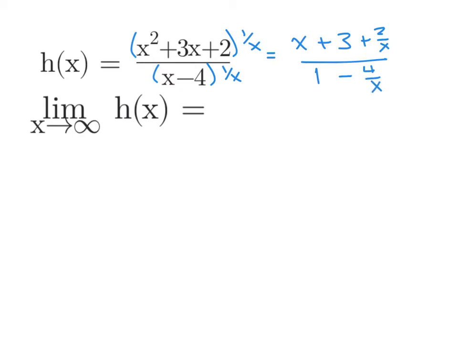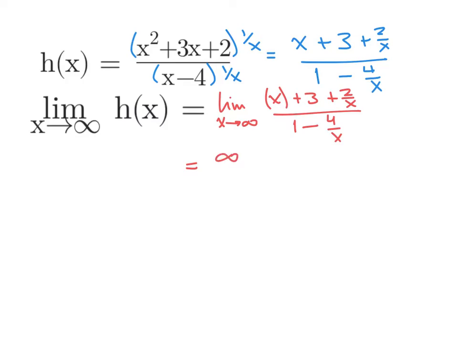Now we can take a look at that limit. The limit as x approaches infinity of h of x. Well, we just wrote h of x as x plus 3 plus 2 over x over 1 minus 4 over x. Evaluating that limit now, going term by term. As x gets infinitely large, x is going to turn into infinity. 3 is going to stay 3. 2 over x turns into 0. In the denominator, we have 1 minus 0. So infinity plus 3 is infinity, and infinity divided by 1 is infinity.